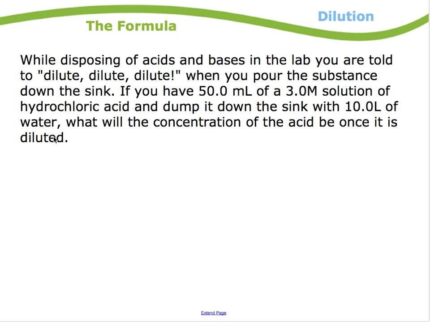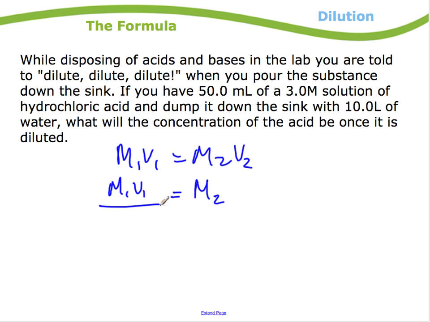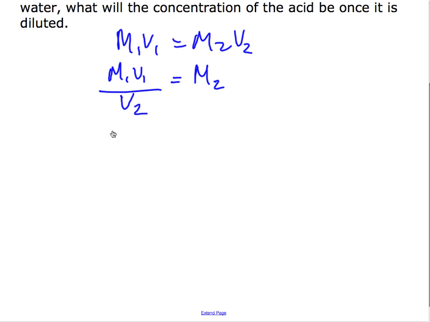Notice that there's no chemical reactions happening. So this will be M1V1 equals M2V2. They want to know what my final molarity is. So maybe I'll just solve the formula for M2. So it'll be M1V1 over V2. Or, if you're like me and you like to have the unknown on the left, I'll just swap their places.